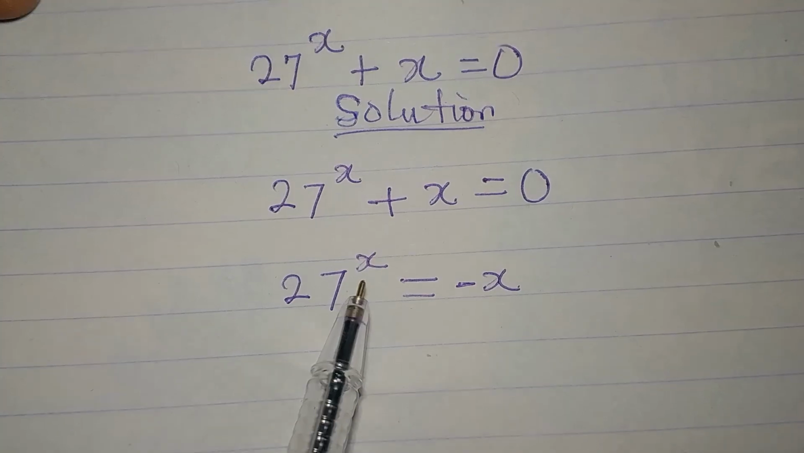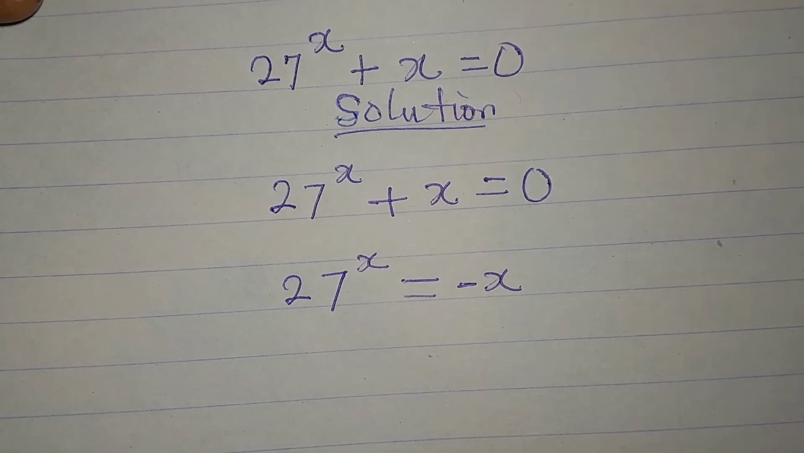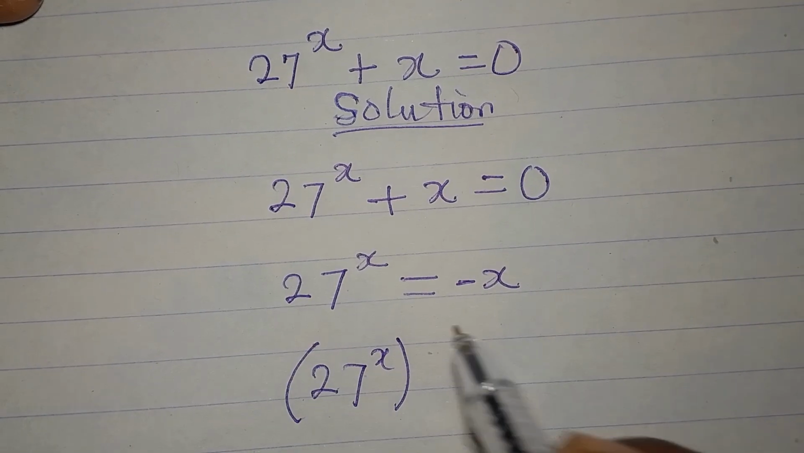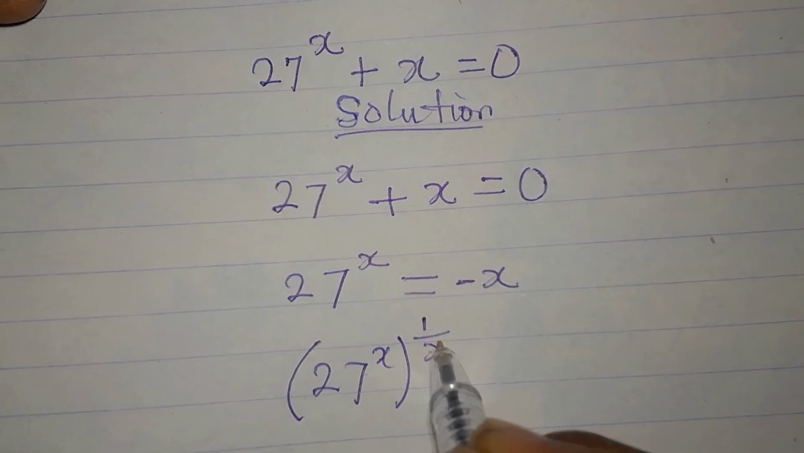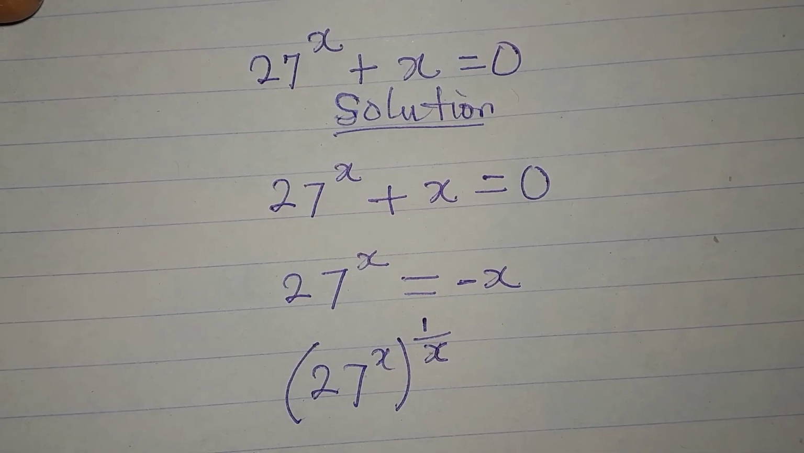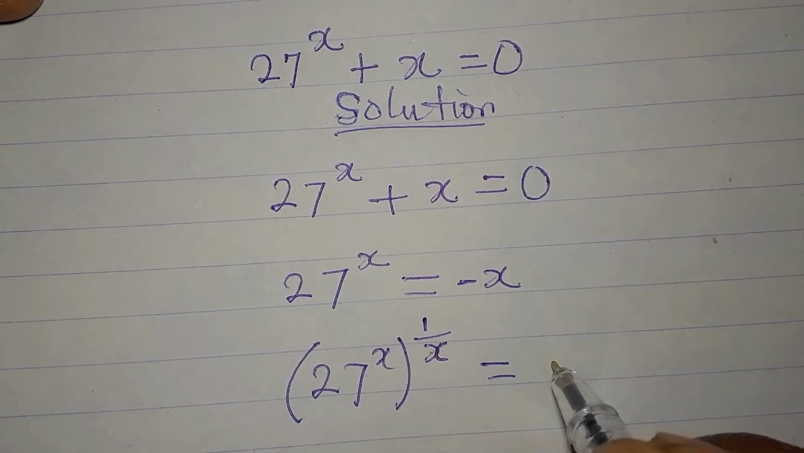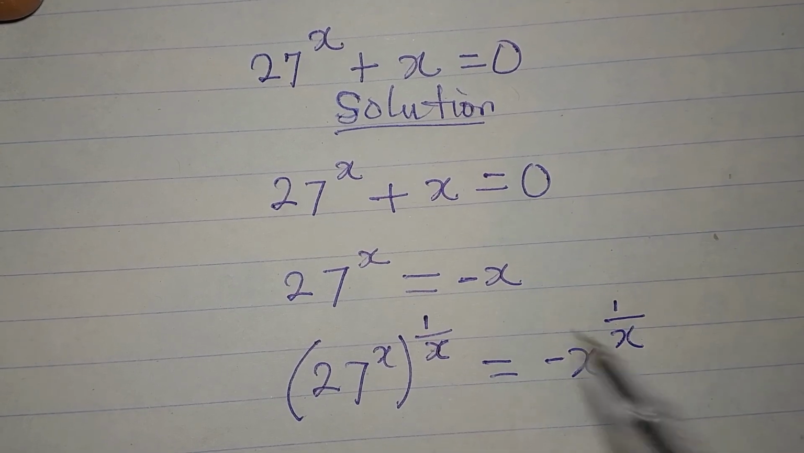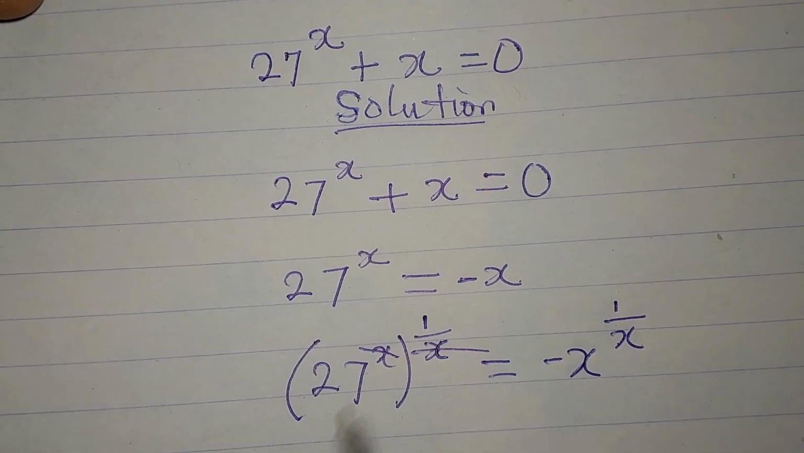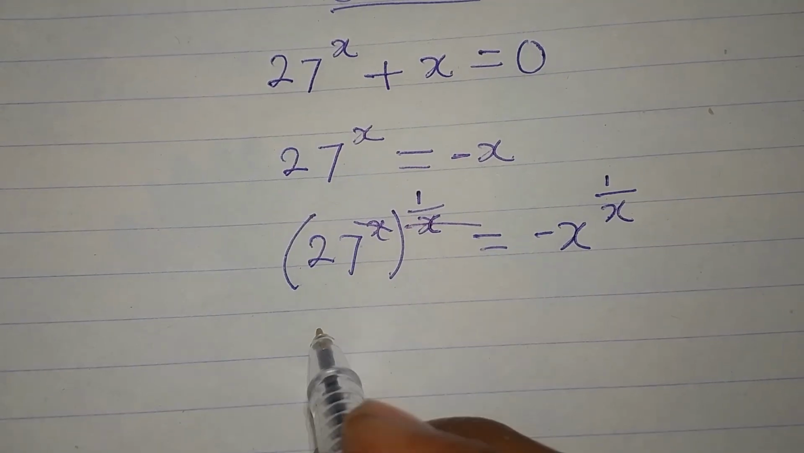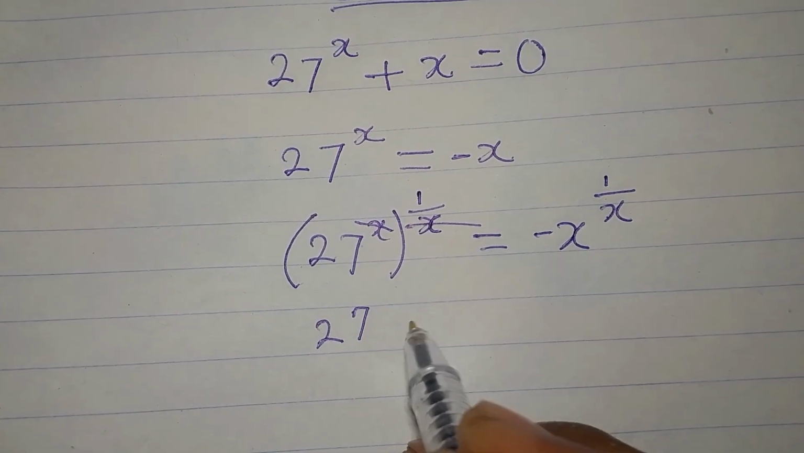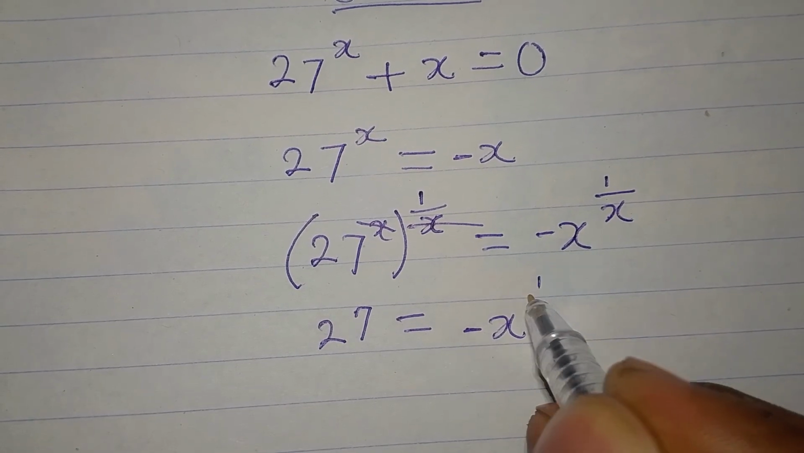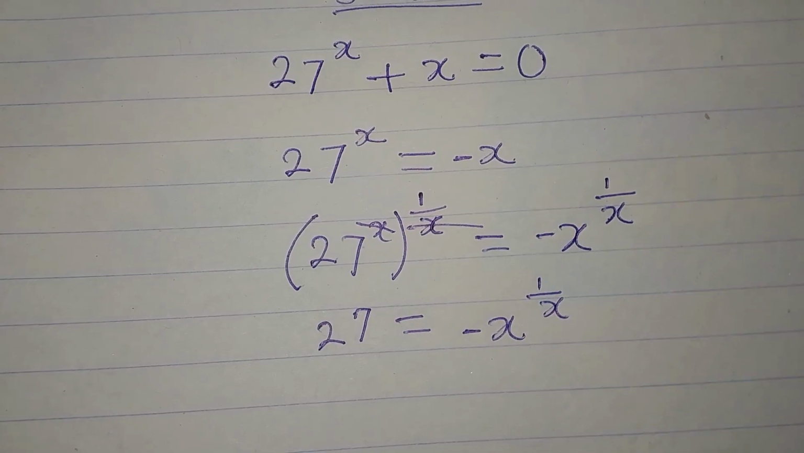Now, how do I remove this power from here? To remove that power, I'm going to raise everything to the power of 1 over x. And this will reflect on the other side. So here we have 1 over x, and this will take the power out. And now 27 is equal to negative x to the power of 1 over x.